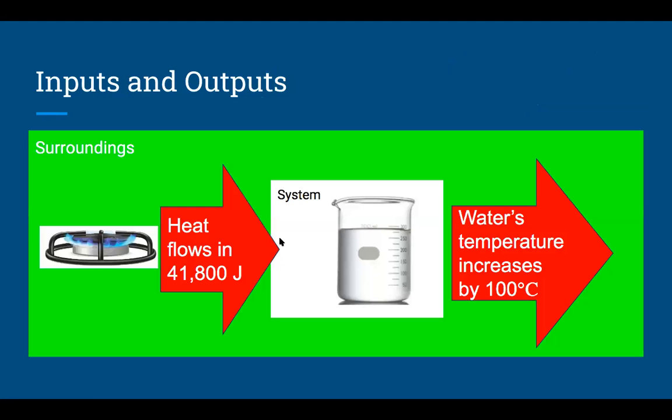What does it look like in context? Because just using an equation alone, like Murray, why do I care? The surroundings are giving heat to the water. Heat is flowing in, possibly from a stove, could be from a microwave, multiple different ways to have the heat flow in. And the value of the heat that flows in is 41,800 joules. The output, or the response in this system, is that the water's temperature is going to increase by 100 degrees Celsius.